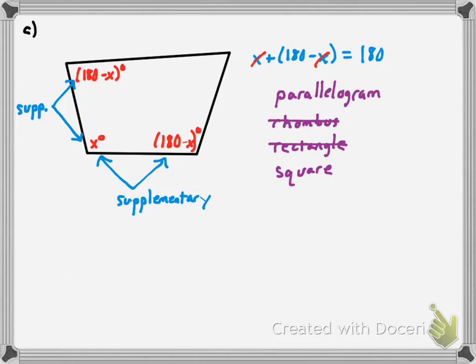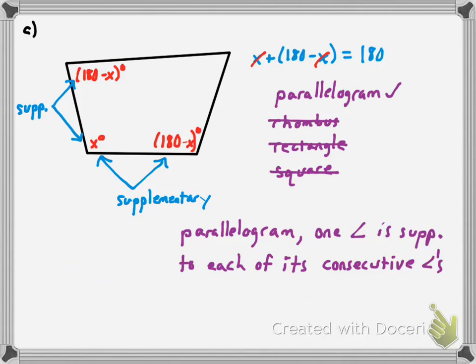And if we can't say it's a rhombus and we can't say it's a rectangle, there's no way we could say it's a square either. So the most specific name is a parallelogram. And the reason is that one angle is supplementary to each of its consecutive angles.